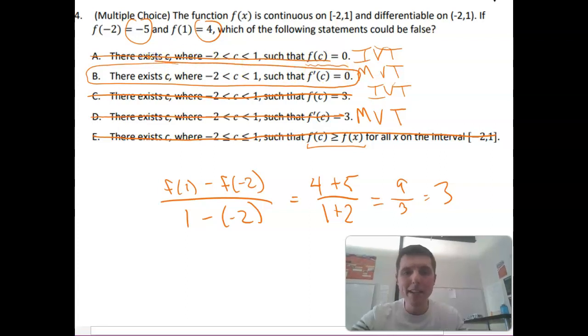The only one that could be false is this one, B. There might be a place where that slope equals 0, but we don't have that information. We can't tell from what we're given. So correct answer is B.